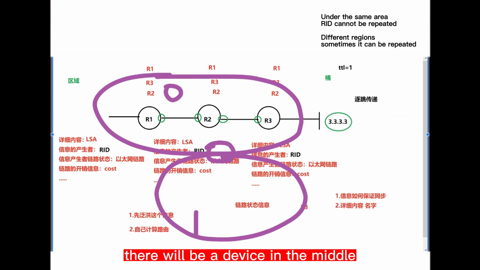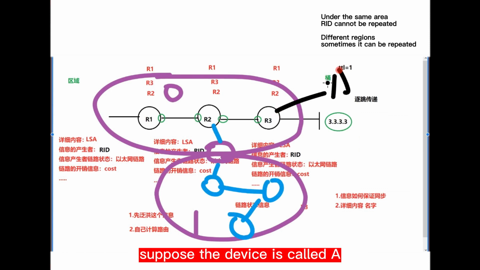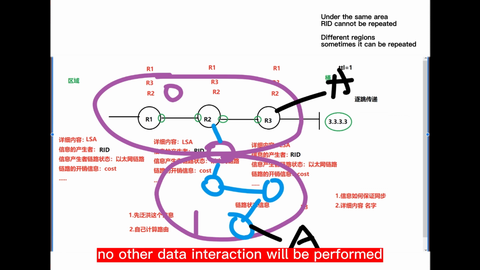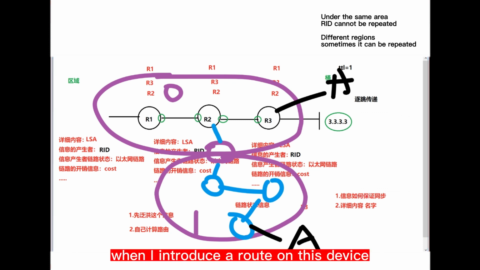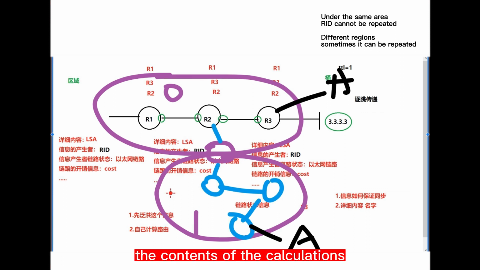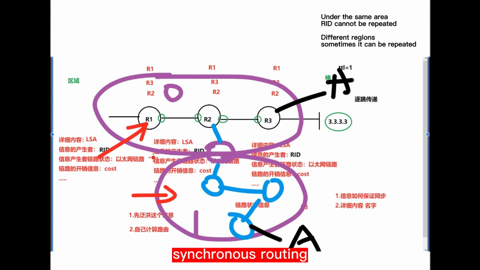Certainly, there will be a device in the middle. So here are the different devices. Suppose the device is called A. In fact, this device can also be called A. Then if the two devices have no other data interaction, they can. But sometimes there is a problem. In fact, the contents of the calculations do not interfere with each other. The two of them ultimately do not need synchronous routing.